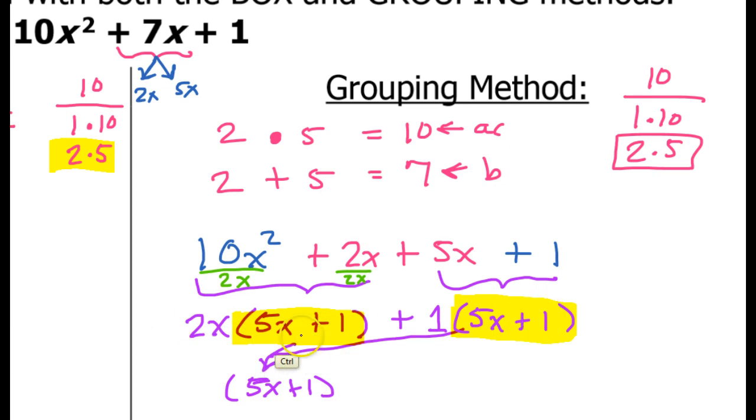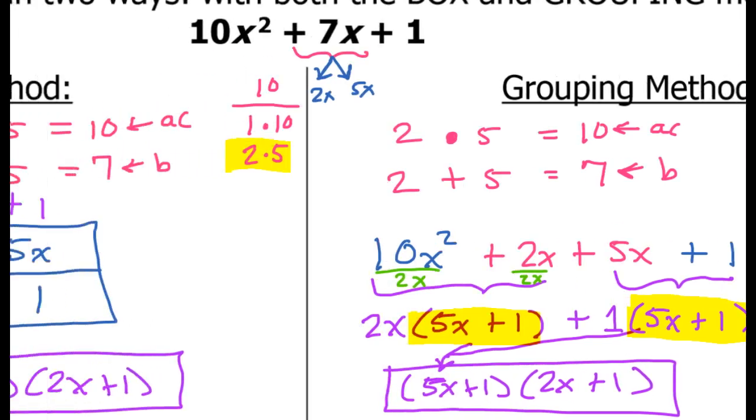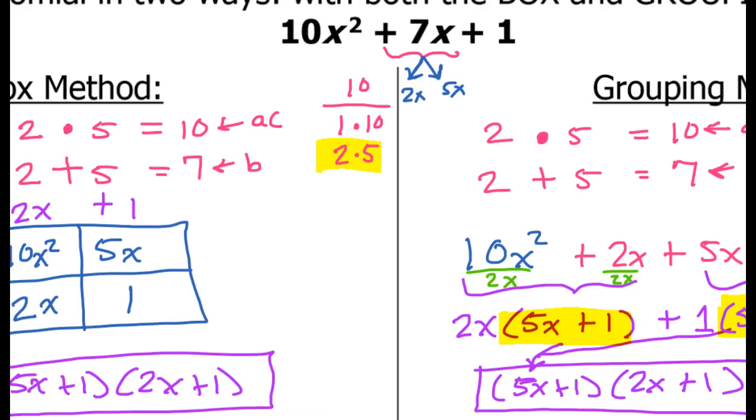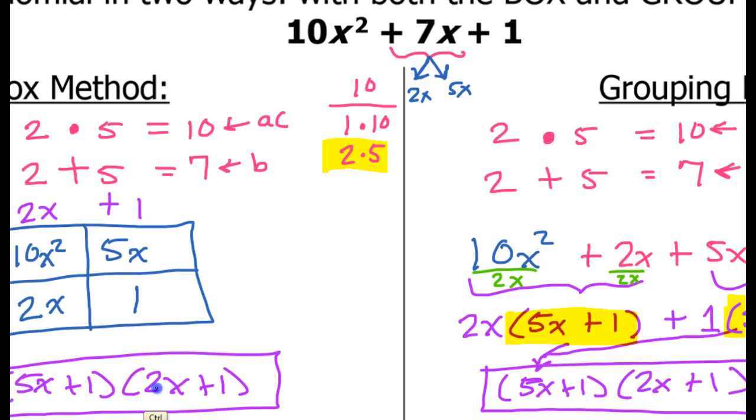Now, if I take away the 5x plus 1, what's left behind? Because that's what will be left inside the parentheses. Well, what's left inside is going to be the 2x and the plus 1. So guess what? This is going to be the final answer. Now let's just scroll over and compare. Notice that we're getting the exact same answer that we got the last time, which makes perfect sense.